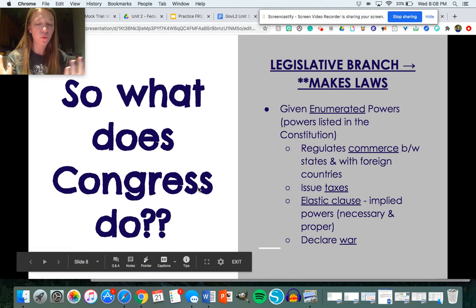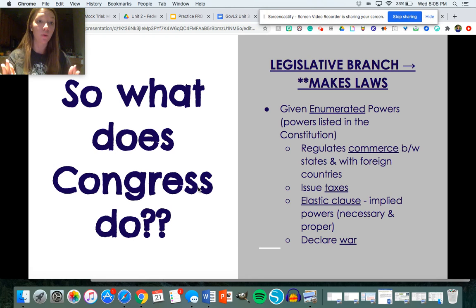So what does Congress do? Specifically, separation of powers in this particular slide. You've heard this hopefully since elementary school, but the legislative branch makes the law, right? Legislation is a law. That's what that means. So that is really the primary focus of the legislative branch. In the Constitution, Congress is given what we call enumerated powers. These are powers that are listed in the Constitution, right? We talked about that with federalism. Enumerated powers are given to the national government. A lot of those go to Congress.